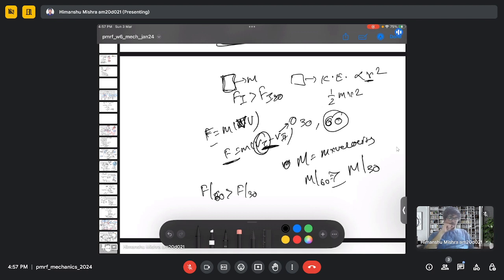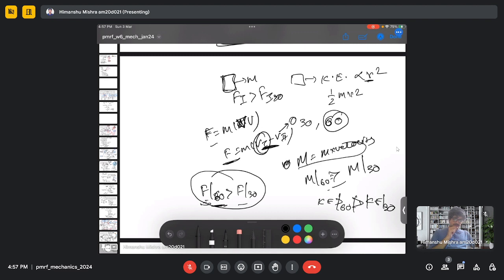So in both cases you can see that again your force and momentum will be greater when your velocity is 60. Your kinetic energy is also greater when the velocity is 60. So this is the force. I'm only talking about the inertial force here, and this is the momentum.